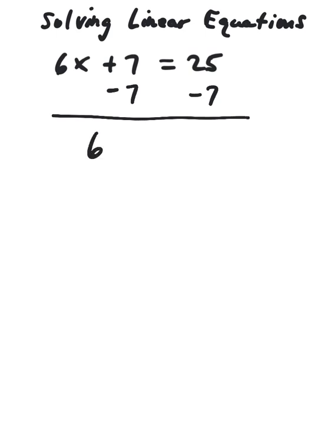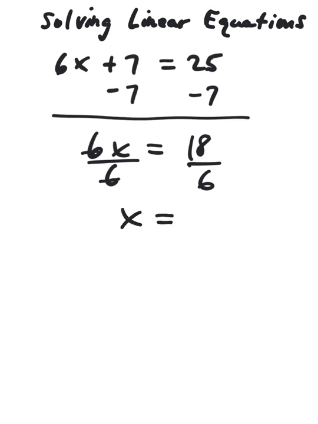That leaves us with 6x equals 25 minus 7 is 18. Once you've isolated your x term, then you can use multiplying or dividing to completely solve for your x term. Now, since this 6x is 6 times x, we can remove 6 through division. 18 divided by 6 is how much? That's right, 3.